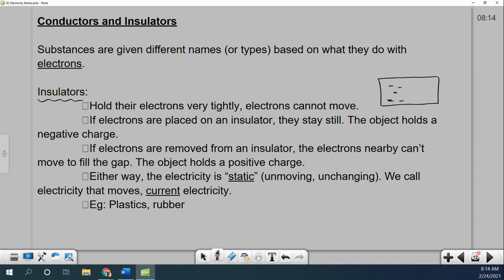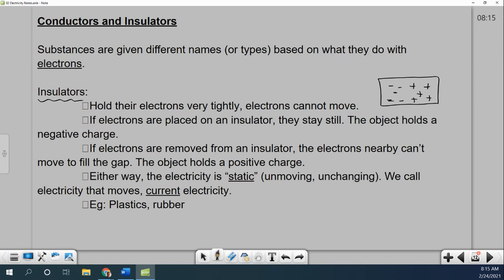If electrons are removed from an insulator, so I take electrons off on this side, so I'm not adding positives, I'm taking away negatives. So the leftover protons are still there. So that side ends up positive, but electrons nearby can't move to fill the gap. Our object's going to hold that positive charge. These electrons can't jump over there and cancel it out. You'd actually end up with a negative side and a positive side if you had an object like this, because they can't flow to actually neutralize each other.